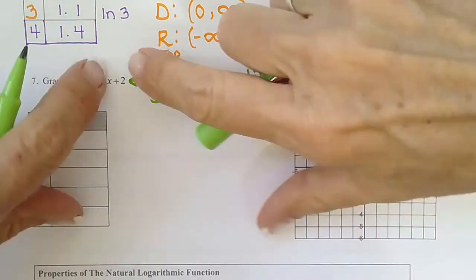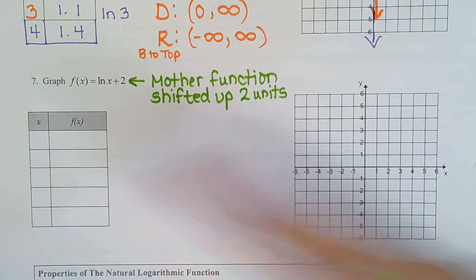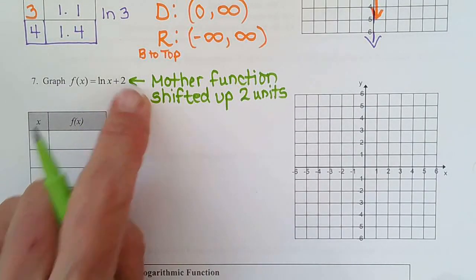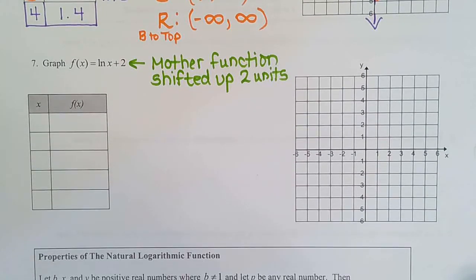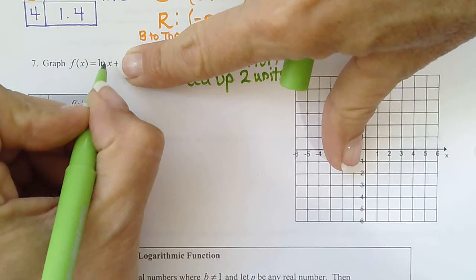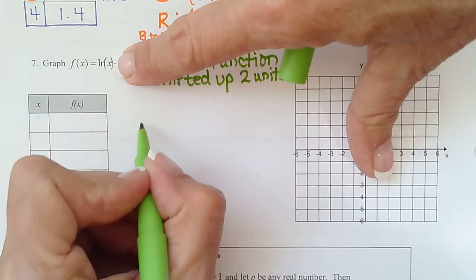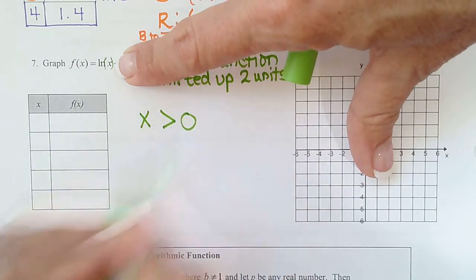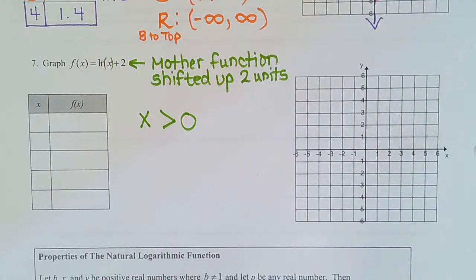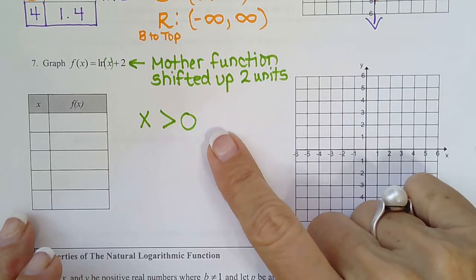And it's not with the x, because if it was with the x, again, as I said before, it would be in parentheses. That's why it's not a left or right shift, because it's not in parentheses. It's not with the x. It's just 2 added to the mother function. So since my argument is still x, my domain is still going to be x is greater than 0, because the argument has to be positive. So as I pick my values, I need to make sure that I pick values greater than 0.